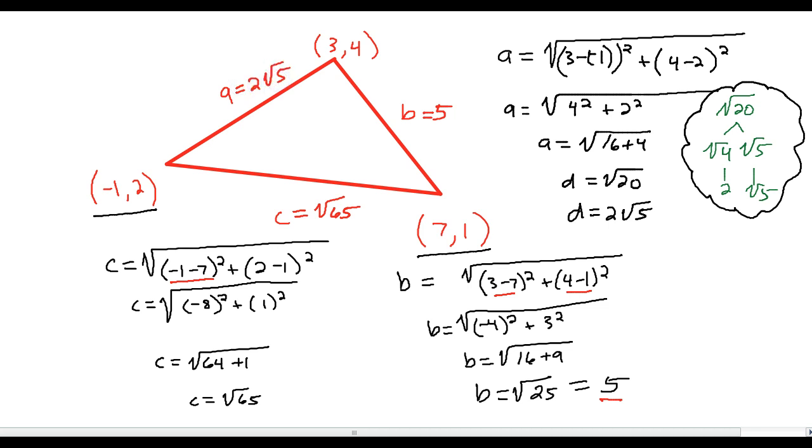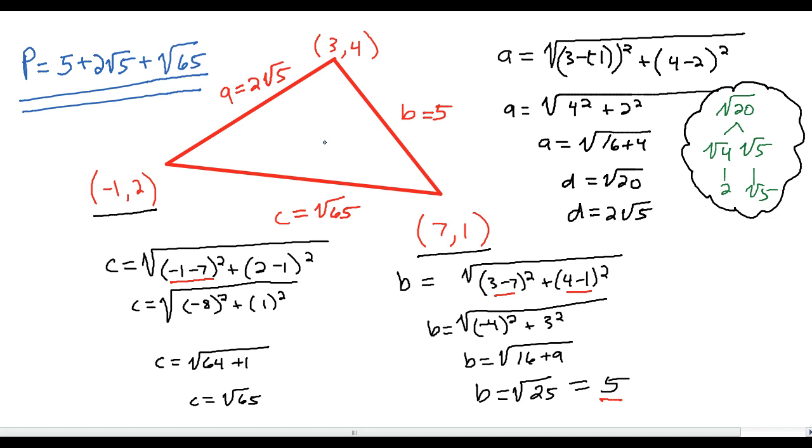So for my answer, the perimeter, which is P, I have 5 plus 2 radical 5 plus radical 65. Now, that is the final answer. None of those are like radicals, so I can't add them together. And unless you're specifically told in your assignment to use a calculator and come up with an actual figure, I want you to leave them in radicals.